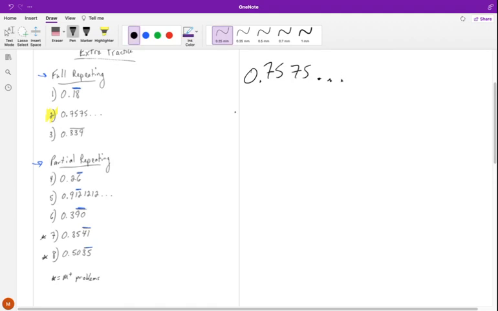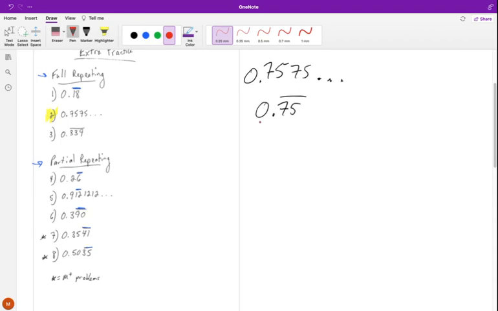All right, so now we see 0.7575 dot, dot, dot. Remember that dot, dot, dot is saying if there's a pattern that's going there, we just repeat that pattern. So when I see 75 and then 75, I see that that is the same as 0.75 with the bar over top. So if that 7575 dot, dot, dot confuses you, rewrite it into the way that makes more sense. And then from here, it's the exact same thing that we just did on the problem before.